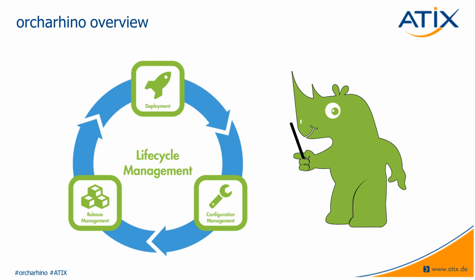So what is this orcharhino? Orcharhino is a software product that helps you deal with three major aspects of infrastructure and lifecycle management. First of all, it can help you with the deployment of servers, with virtual machines, with bare metal servers. And after this first deployment, it helps you with the configuration management and the release management, or the package management, for those servers.